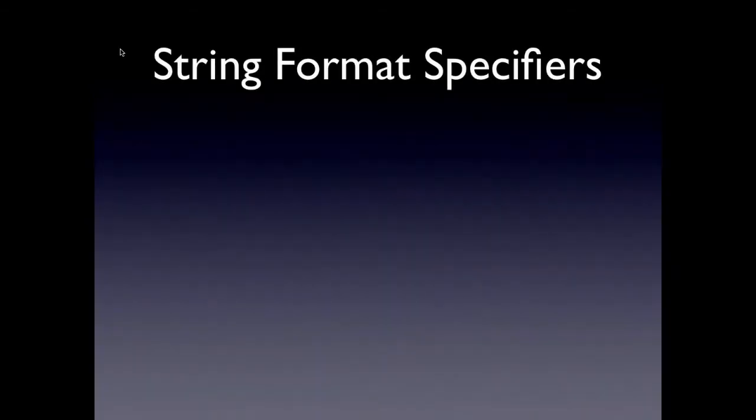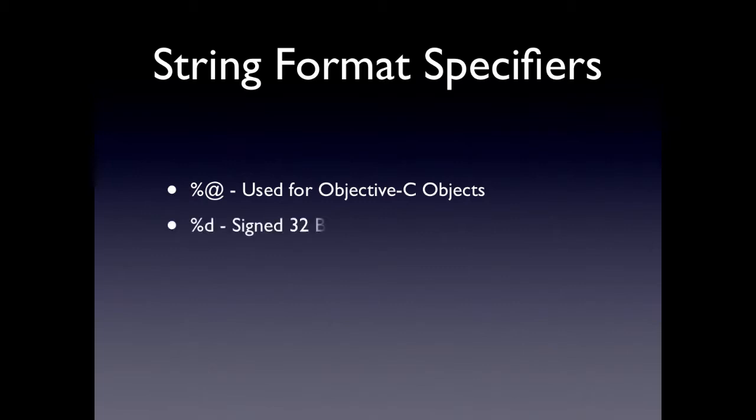So before we get into coding our conversions, I thought a quick review of string format specifiers would be helpful. And the first one here you're probably intimately familiar with. That's the %@ sign, and that's used for Objective-C objects, and that primarily includes NSNumber or strings. Second one here, %D, is for signed 32-bit integers. Then we have the %U for unsigned 32-bit integers.